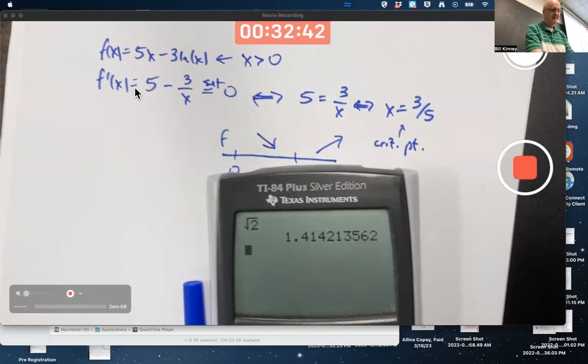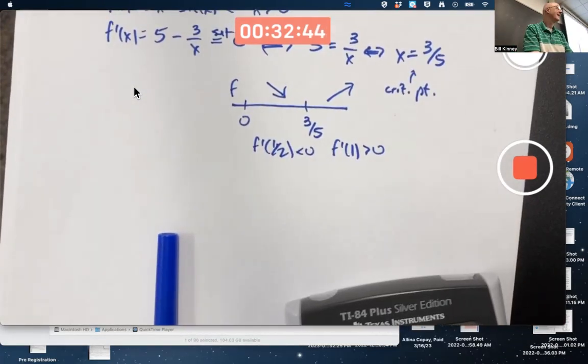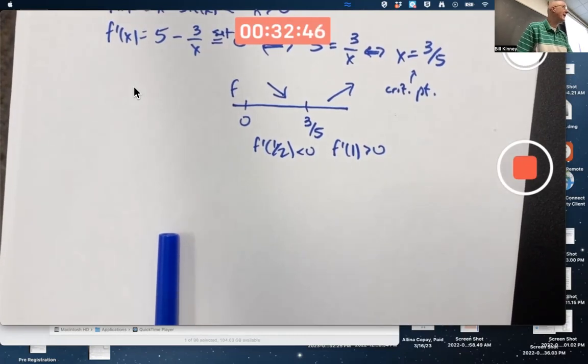Anyway, it's an issue. We don't worry about it in classes like this. Just say, okay, that's for the mathematicians to worry about.